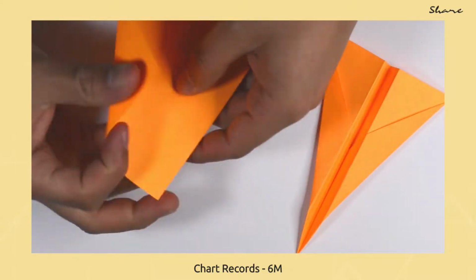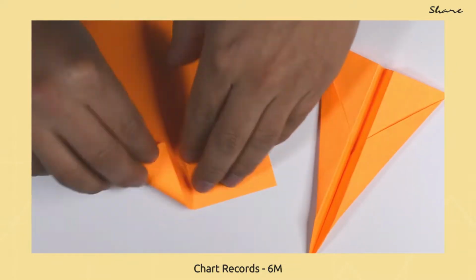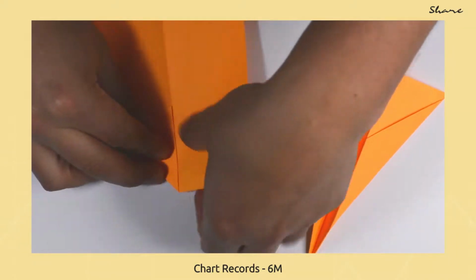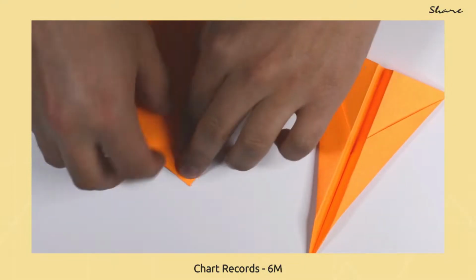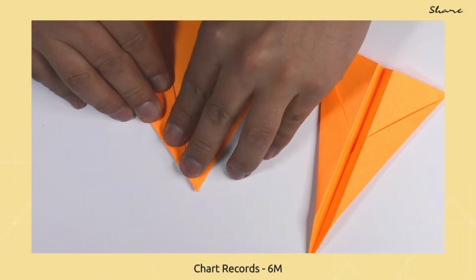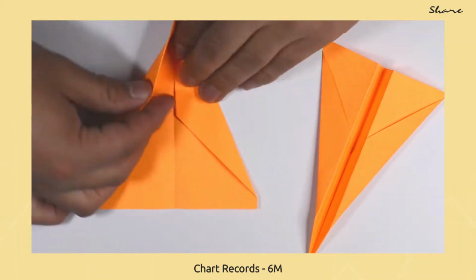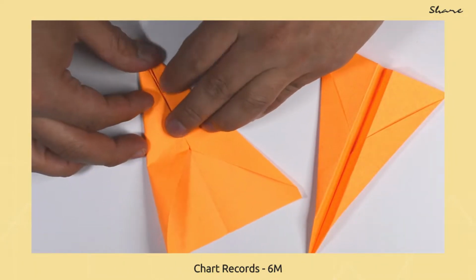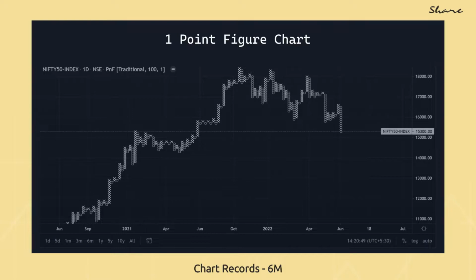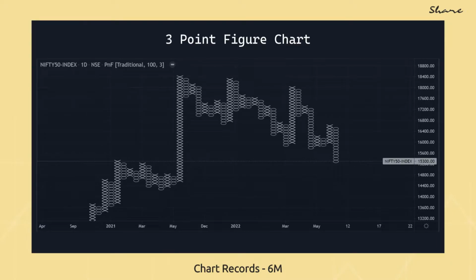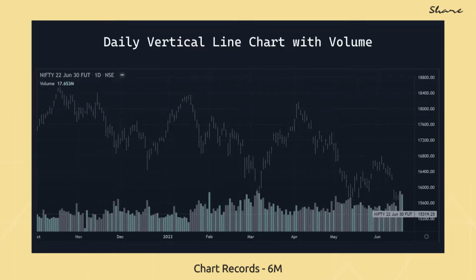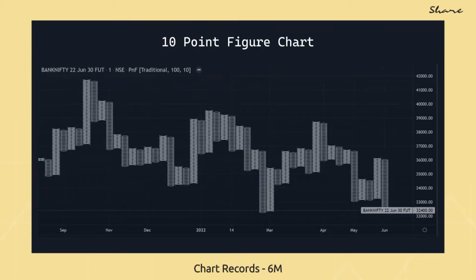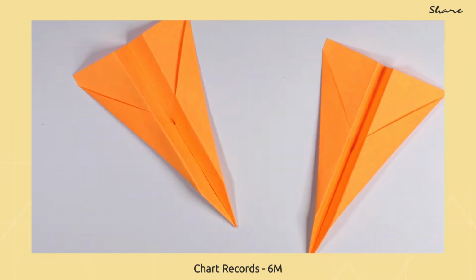It is better to keep 20 stocks and study them thoroughly than to try to keep 200 charts and consume all your time in merely posting entries on them. Wyckoff recommends us to use 1-point figure charts, 3-point figure charts, and daily vertical line with volumes. For a larger number of volatile stocks, use 10-point figure charts and continuous line.